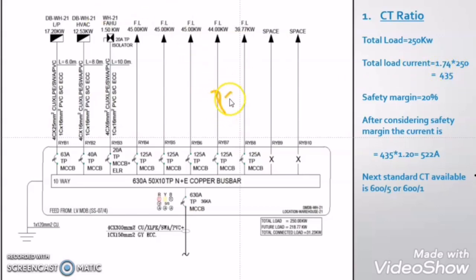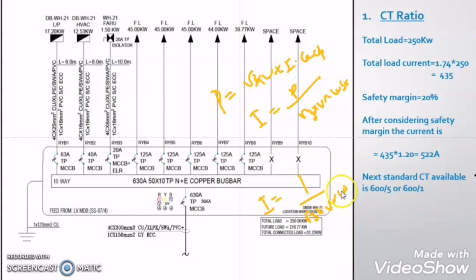What is the formula for P? In three phase, P is equal to root 3 into V into I into cos phi, right? So what would be the value of I? I will be P by root 3 into V into cos phi. We can express this relation as 1 by root 3 into V into cos phi, into P. If we substitute root 3 as 1.73, V as 415 and cos phi as 0.8, then we will get the value 1.74.